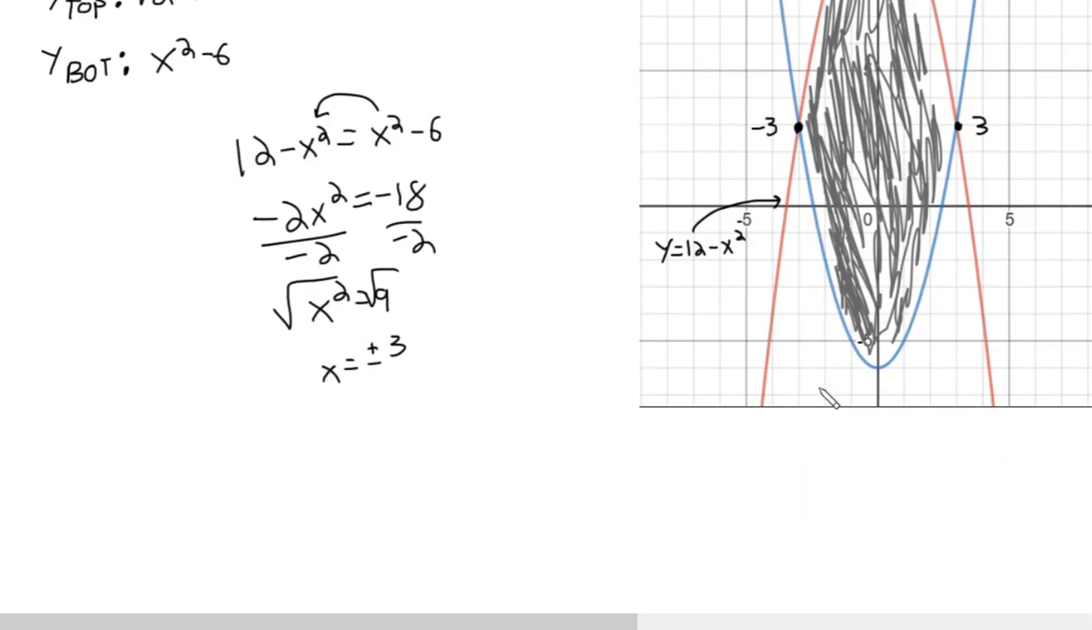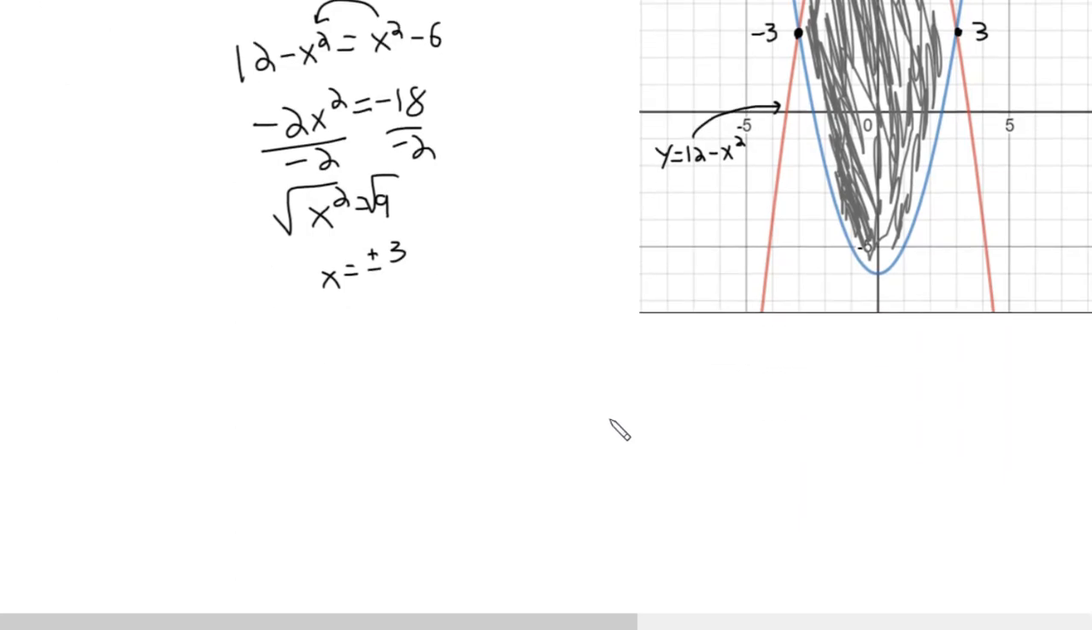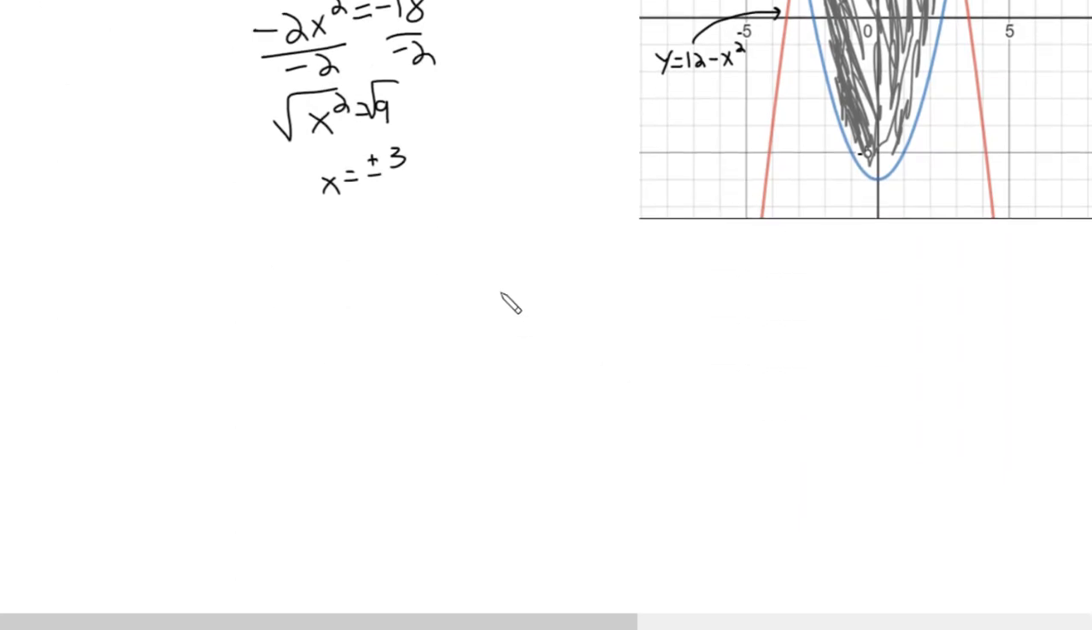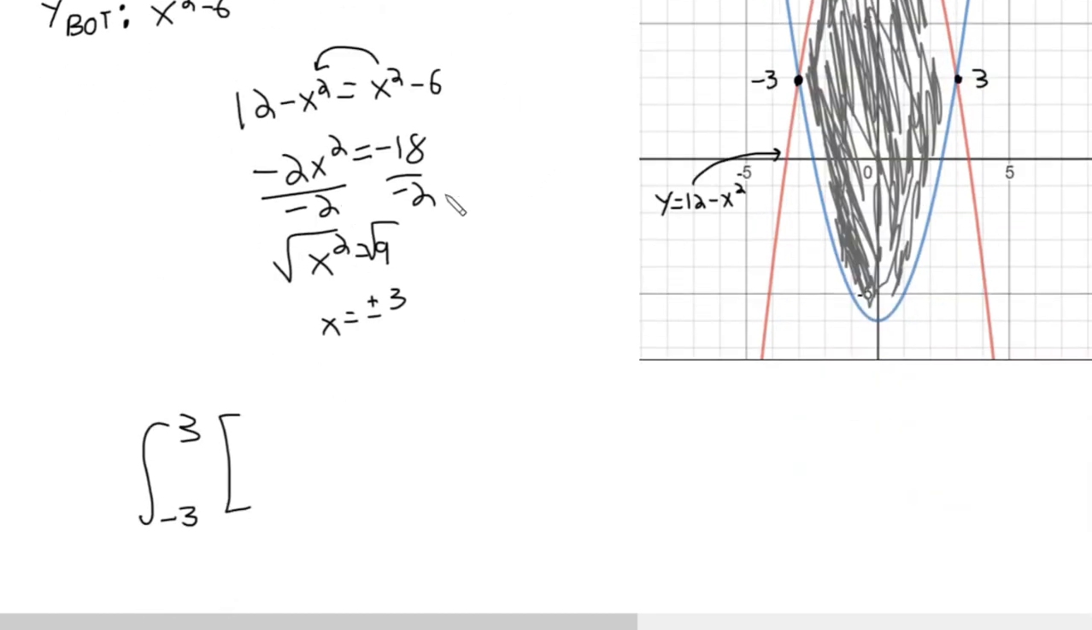So now we have our limits of integration, right? And now we can basically just figure out this integral. So it's from -3 to 3 of y top, which, remember we said y top was 12 minus x squared. So 12 minus x squared minus, remember it's f minus g, or y top minus y bottom, minus, and be sure to put this in parentheses, x squared minus 6. And this is with respect to x.